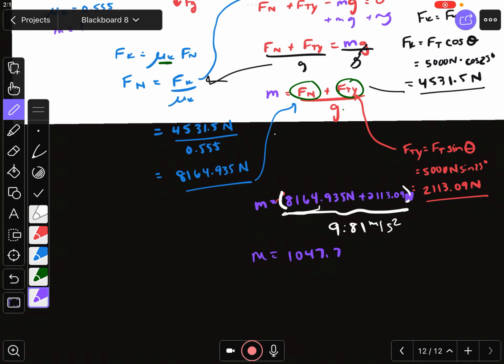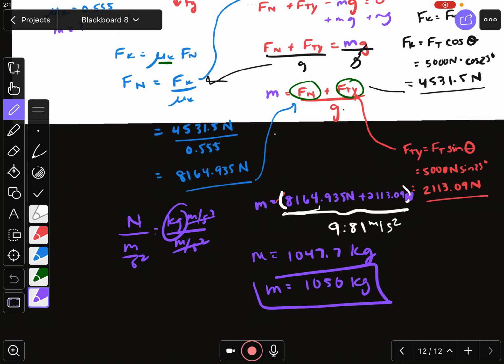And it's newtons divided by meters per second squared, right? 1 newton is kilogram meter per second squared, divided by meters per second squared, I get kilograms. But this is not 3 sig figs, so my final answer that I will write is 1050 kilograms.